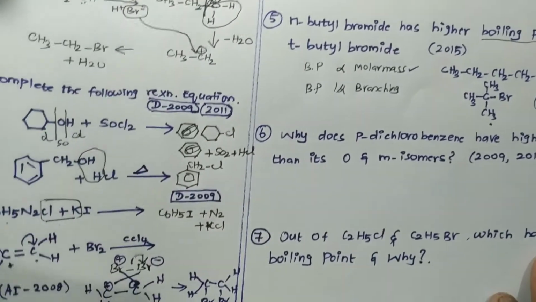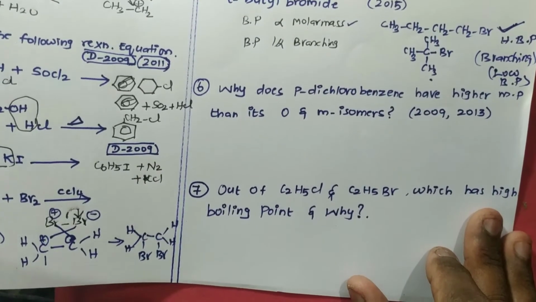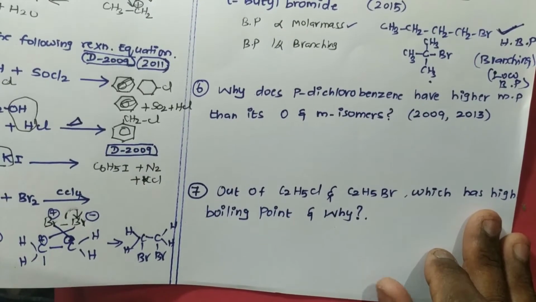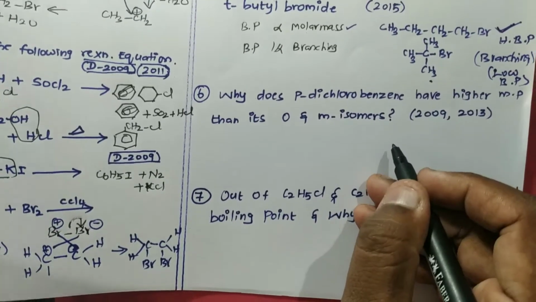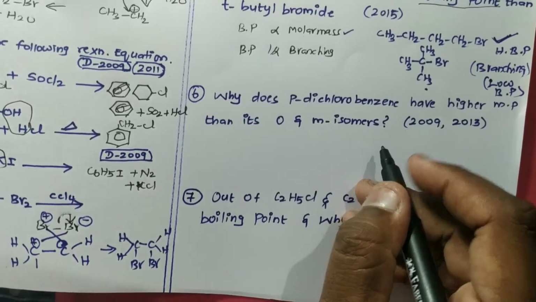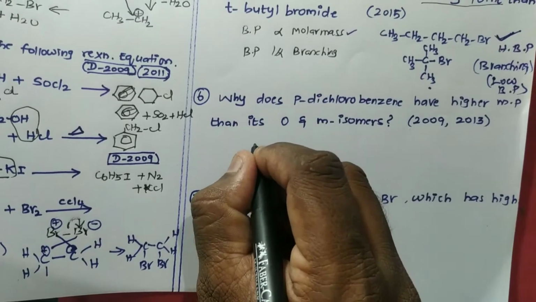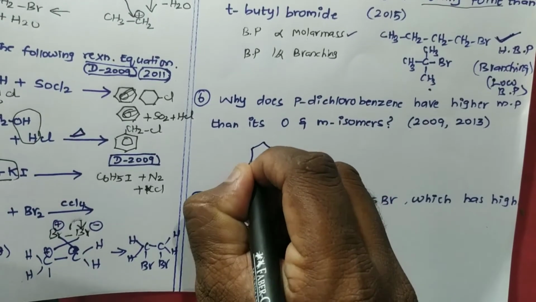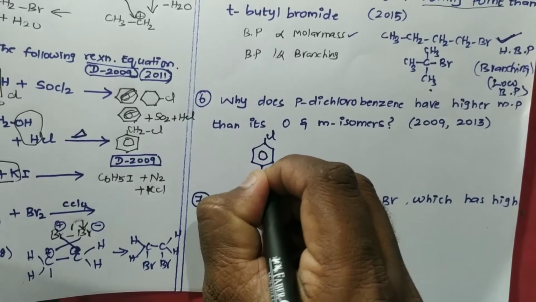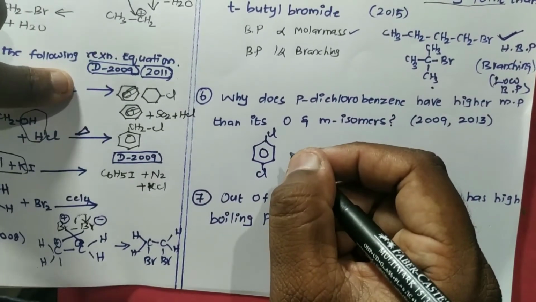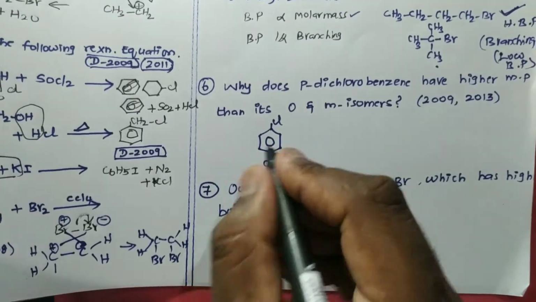And the very important next question: why does para-dichlorobenzene have a higher melting point than its ortho and meta isomers? This was asked in the year 2009 as well as 2013. In both years they asked this. For para-dichlorobenzene we have to write the structure. This is para-dichlorobenzene, so the 1,4 positions will be occupied by chlorine. That's what para means, and this is the para isomer.